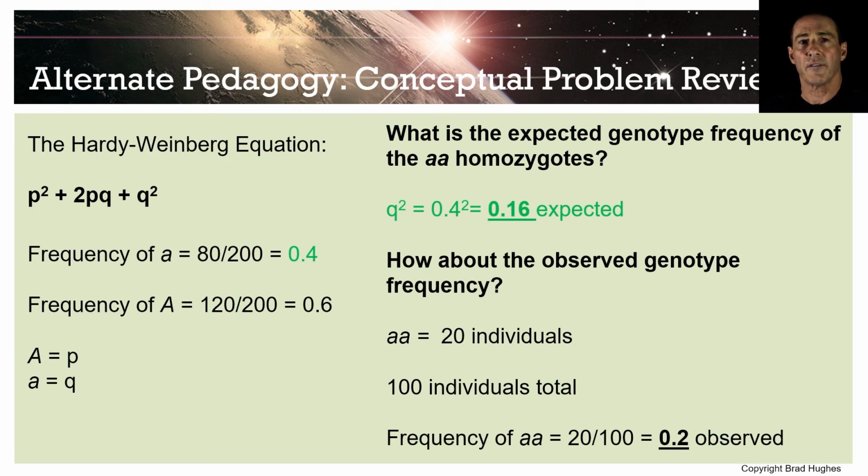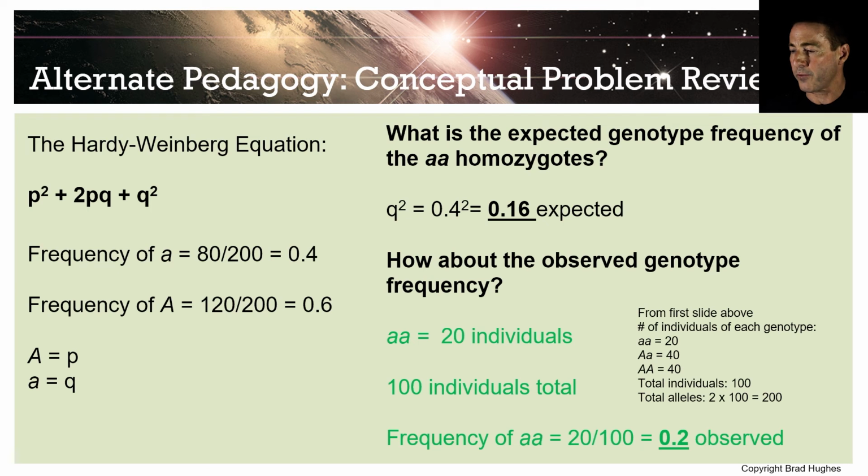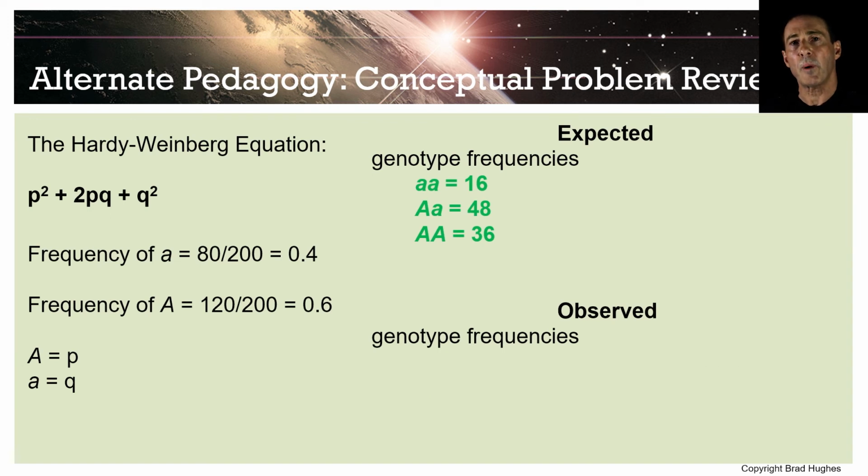Finally, the expected frequency of the homozygote small a genotype is q squared equals 0.4 squared equals 0.16. The observed frequency of homozygotes small a is the number of small a individuals, 20, divided by the total number of individuals in the population, 100, which equals 0.2. But we expected 0.16. So if the population was in Hardy-Weinberg equilibrium for genotype frequencies, these are the frequencies we'd expect. But the genotype frequencies actually observed now have fewer heterozygotes and more homozygotes.